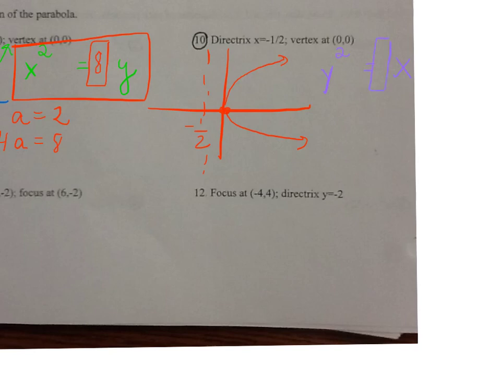So the distance from vertex to directrix is also my a value. So a is a half, which means 4a must be 2. So in the final answer, I'm going to put a 2 in front of that x. So y squared equals 2x would be the final answer.